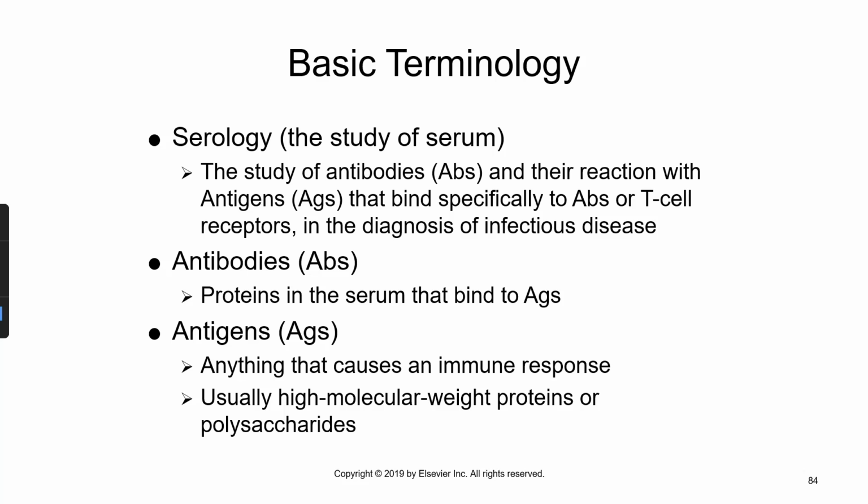fast, pulling all of the solid substances to the bottom of the tube. Those solid substances include all of the cells in the blood, as well as all of those clotting proteins. And then what's left on top is serum. And serum contains all of the other proteins that are found in the blood, including antibodies. So in serology, it's the study of antibodies and their reaction with antigens in the diagnosis of infectious disease.